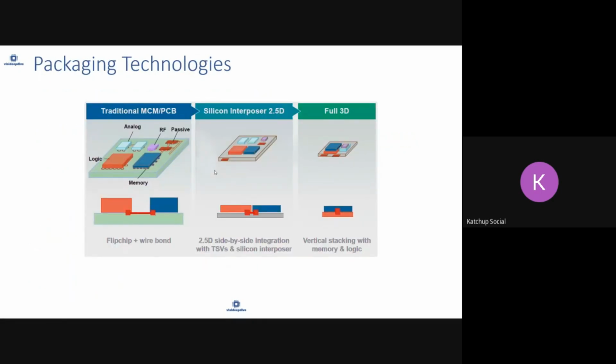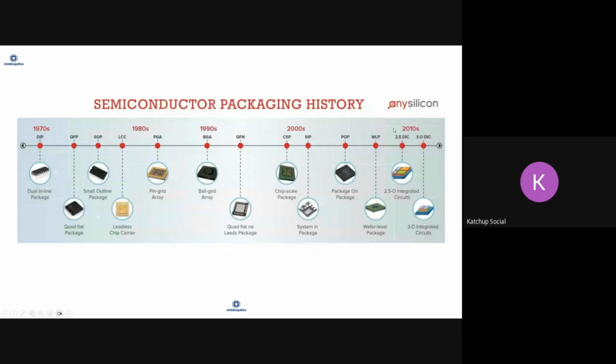So this is how the packaging technologies evolved. There used to be traditional multi-chip modules, PCB, then a silicon interposer came in, something known as 2.5D technology, and now into fully 3D. So while Moore's law was doubling the transistors every year, the packaging technology was taking its natural course in terms of evolution and becoming an enabling technology as well.